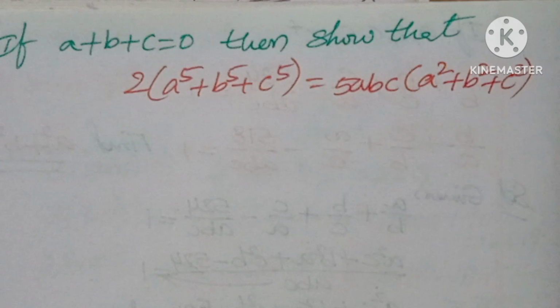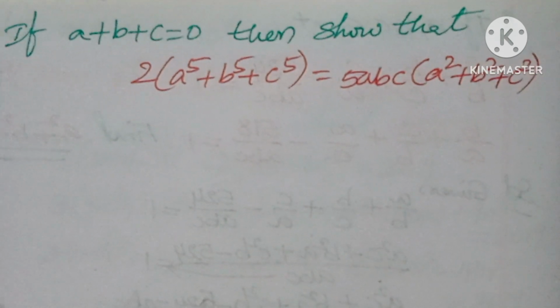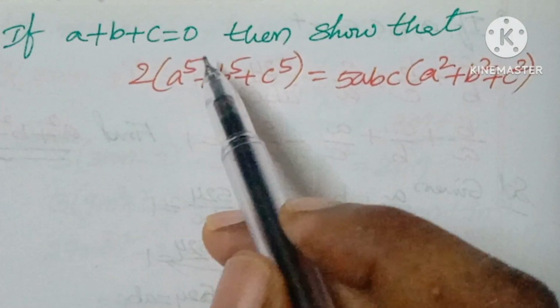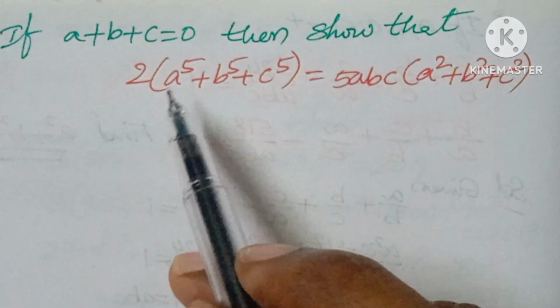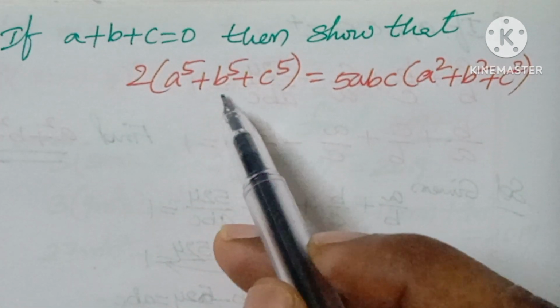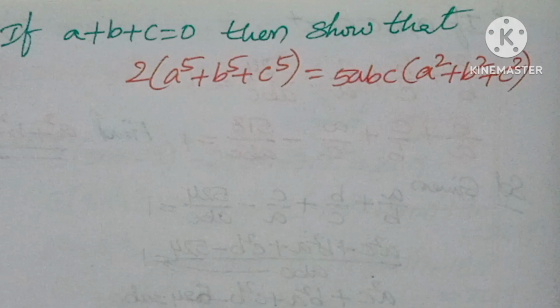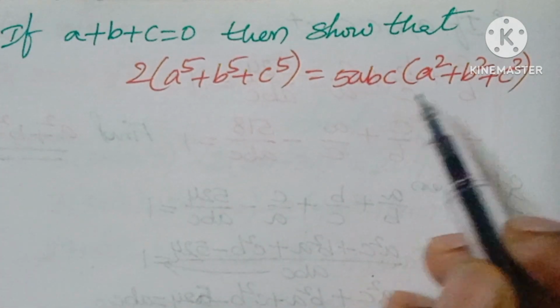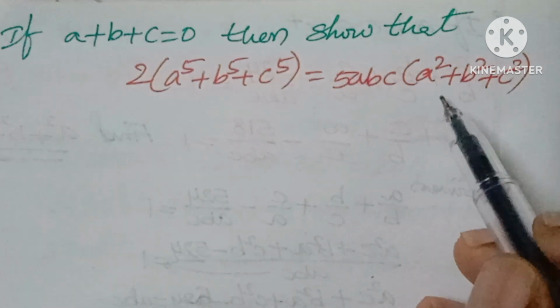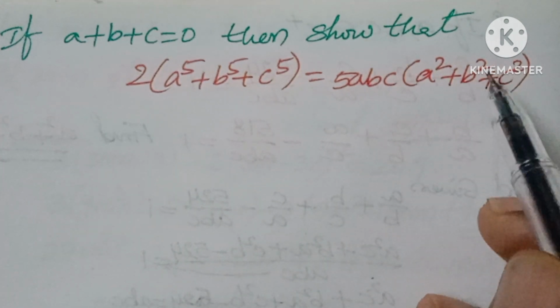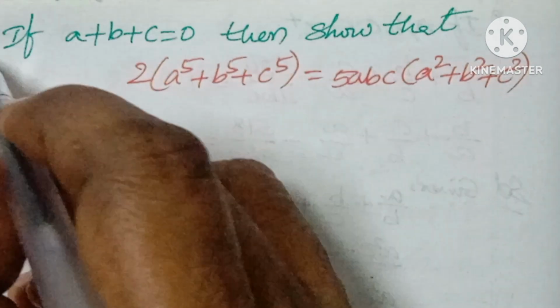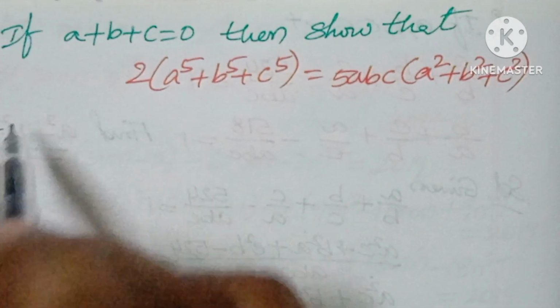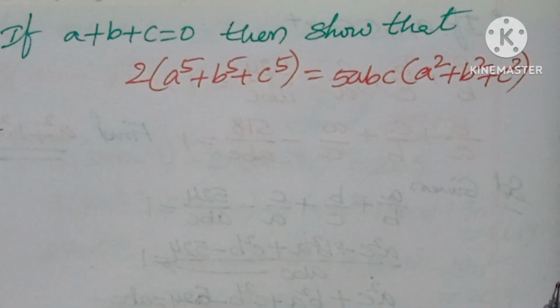Today we are looking at one Olympiad problem. If a plus b plus c is equal to 0, then show that 2 of a to the power 5 plus b to the power 5 plus c to the power 5 is equal to 5abc times (a square plus b square plus c square). So here some logic is there. Before you solve this problem, pause the video for 10 seconds and try it.